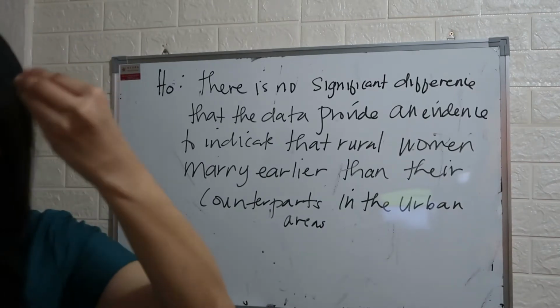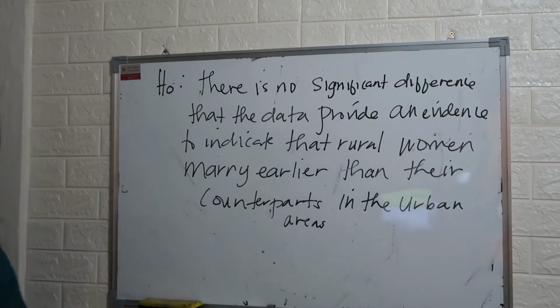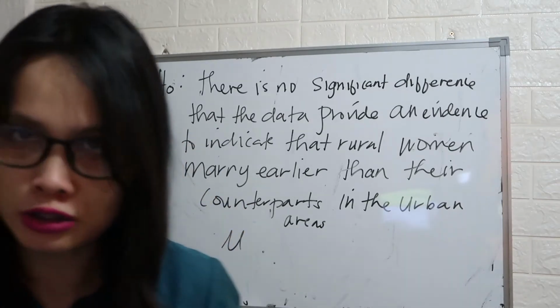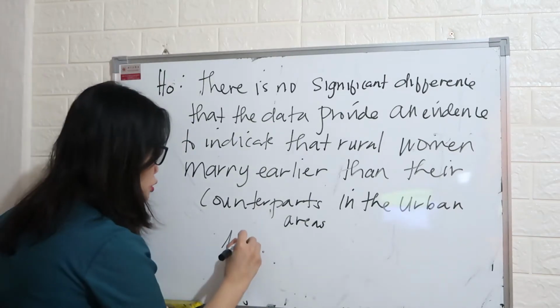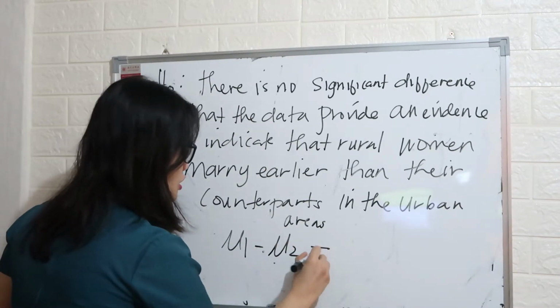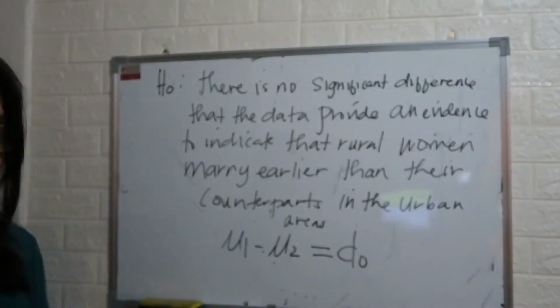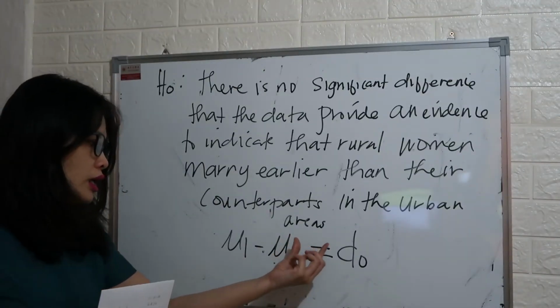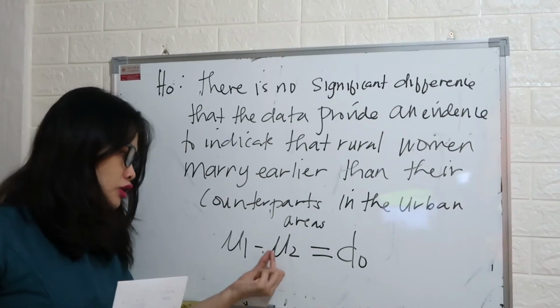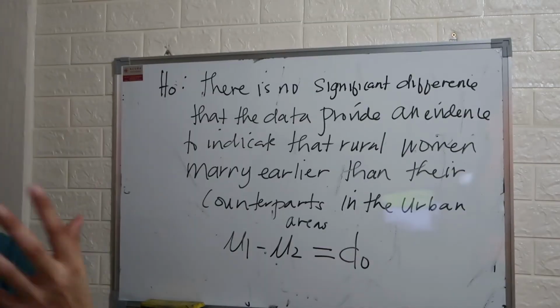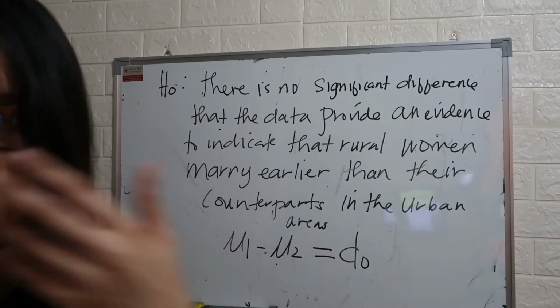So how do we write the symbol? For the null hypothesis, since we're talking about difference between two populations, we can say that mu1 minus mu2 is equal to d sub O. So that will be your null hypothesis: mu1 minus mu2 is equal to d sub O. Null hypothesis means no change at all.